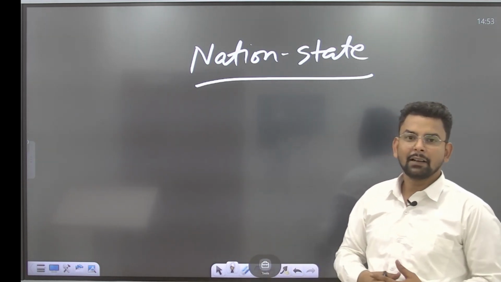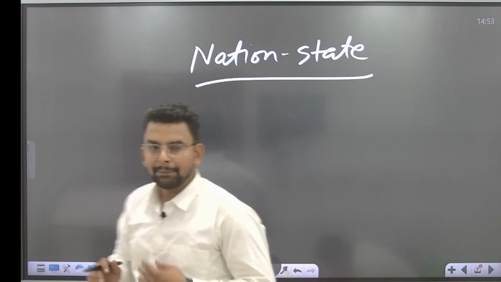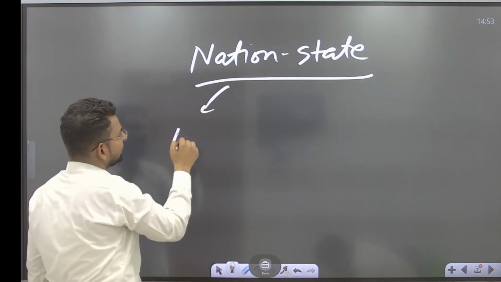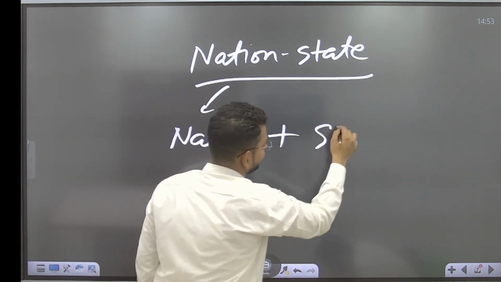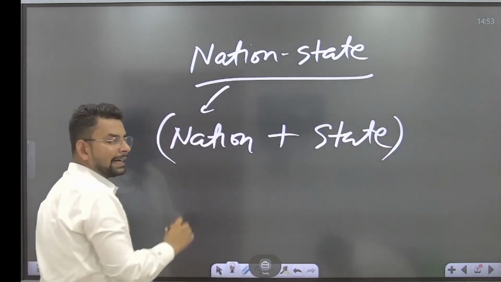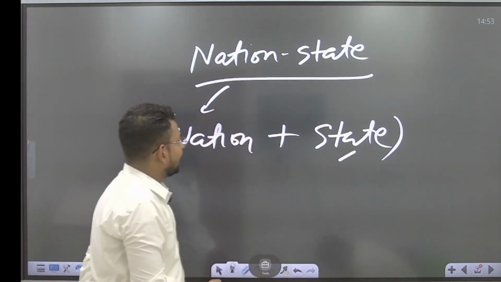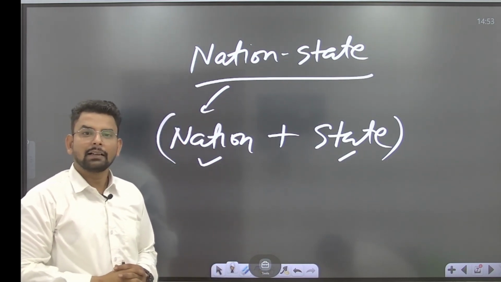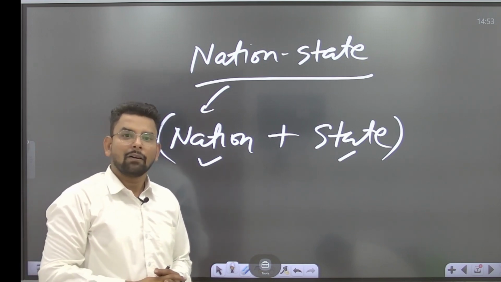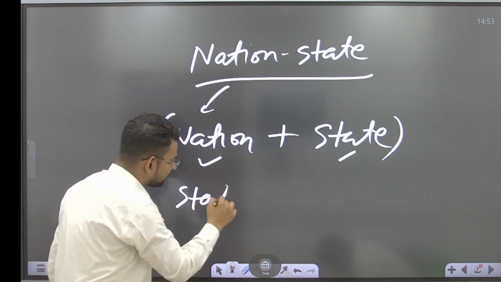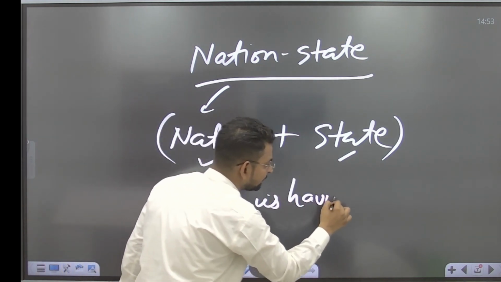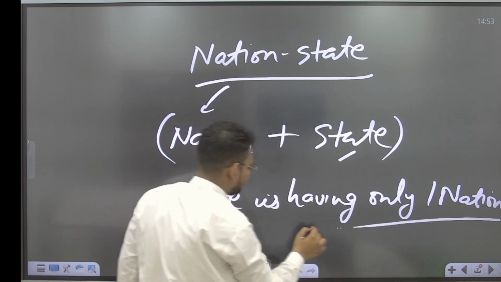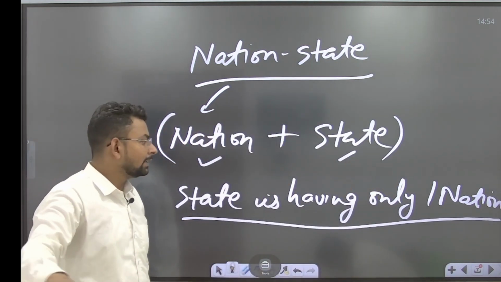Now we will try to understand what this concept means. देखिए, from the etymological point of view, we can clearly understand this term is made up of two words: nation plus state. So automatically this entity will have the characteristics of the state as well as the characteristics of the nation. But what we have to focus on is, we can call a political entity a nation state only when a state is having only one nation. When the state is having only one nation.